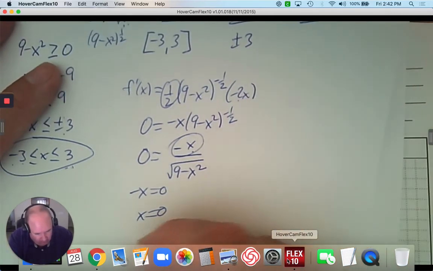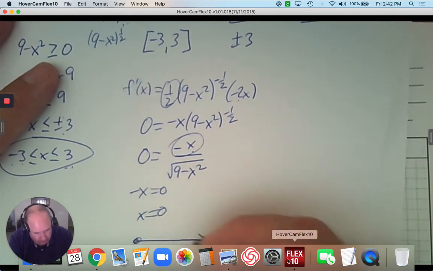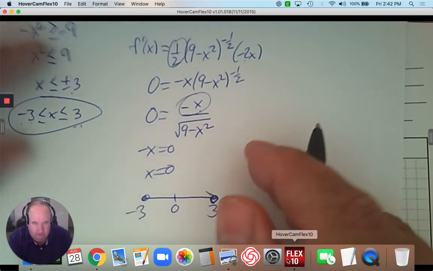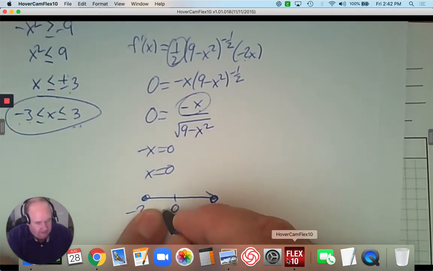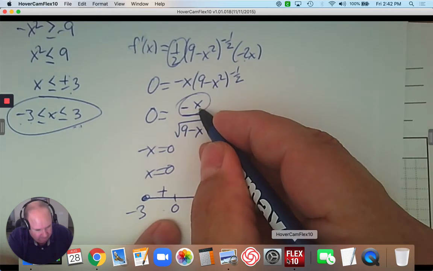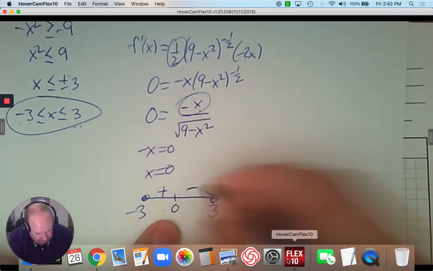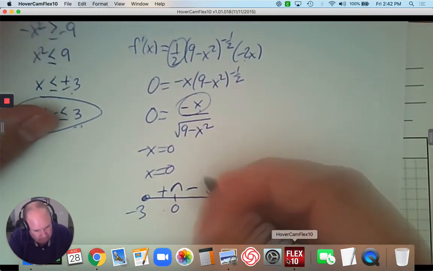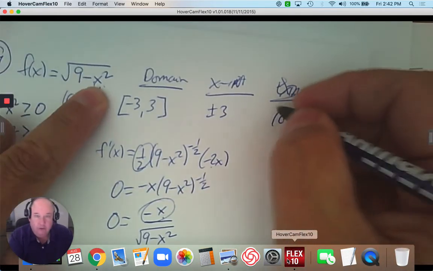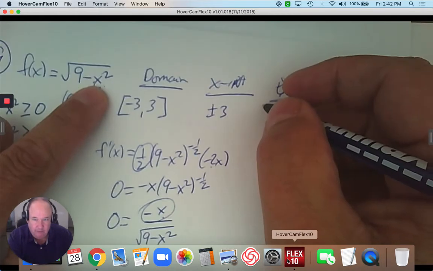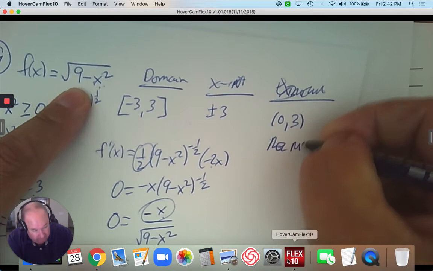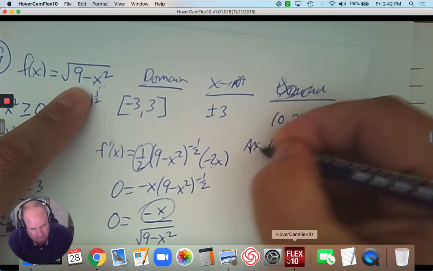So that's the only one, and actually no arrows, just -3 to +3. 0 is the only one. If I plug in a negative number into here, you get a positive answer. If I plug in a positive number, I get a negative answer. So at 0 creates a relative max. When I plug in 0, I get the square root of 9, and that's a maximum. In fact, it's going to be an absolute max when you look off the graph, the highest point.